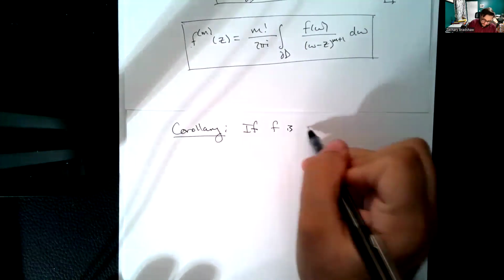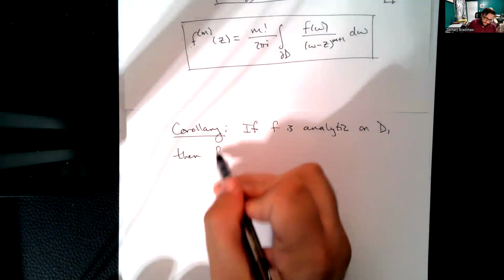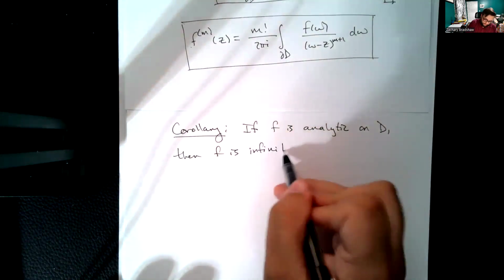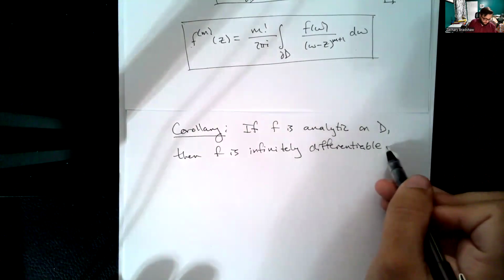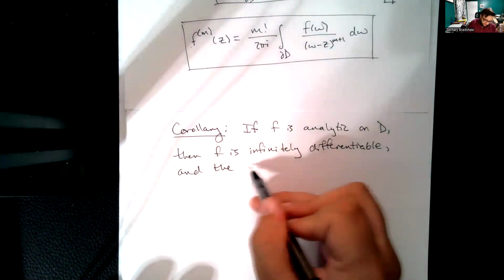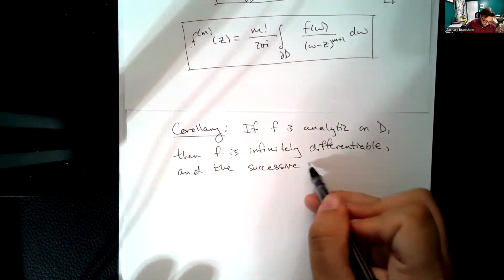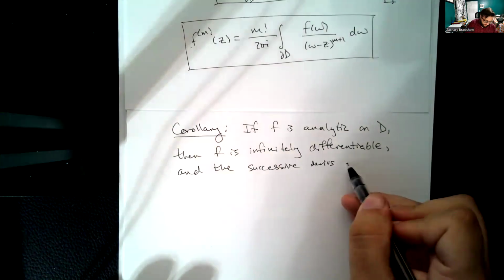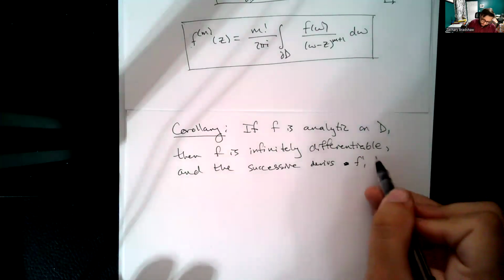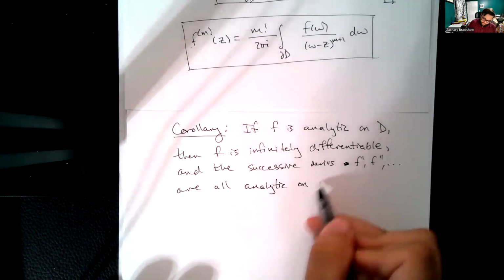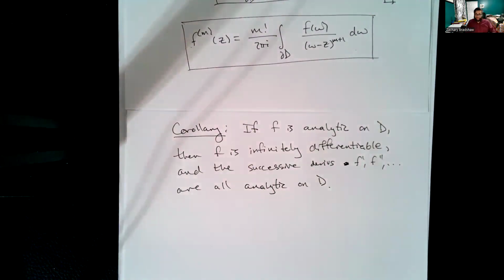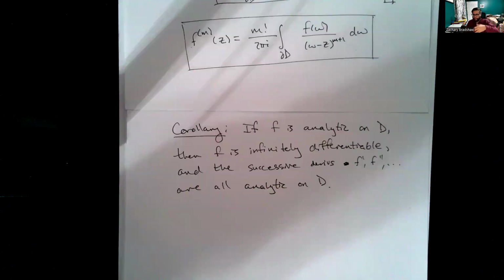If f is analytic on a domain D, then f is infinitely differentiable. And the successive derivatives, so f prime, f double prime, and so on, are all analytic on D. So this analyticity property is very, very strong. It gives us smoothness of our function, right? And all the derivatives.